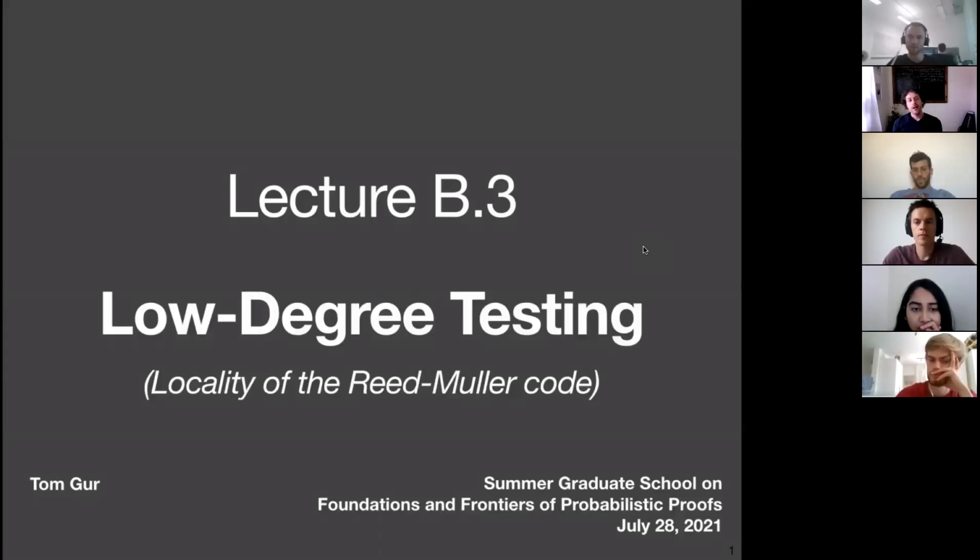Okay, hi everyone. We're going to deal today with low degree testing. And the subtitle of today's lecture would be the locality of the Reed-Muller code. So you can see it's already quite analogous to what we had yesterday. Yesterday we talked about linearity testing, and it corresponds to the Hadamard code. And today we're talking about low degree testing, just higher degree polynomials and linear functions. And they correspond to the Reed-Muller code, which is by far my favorite code.